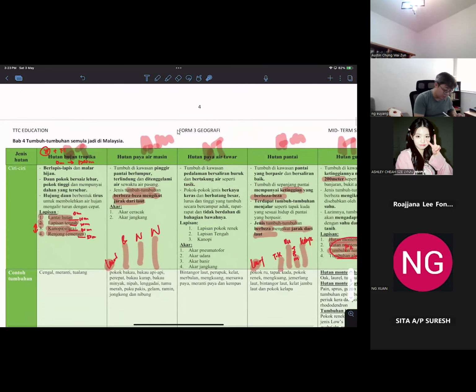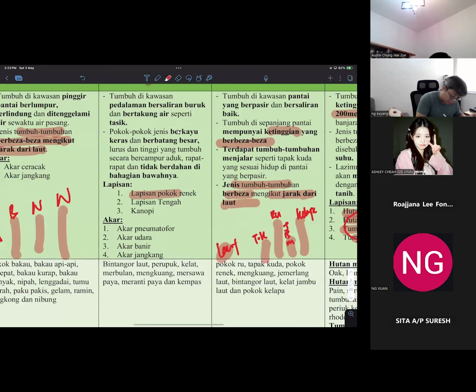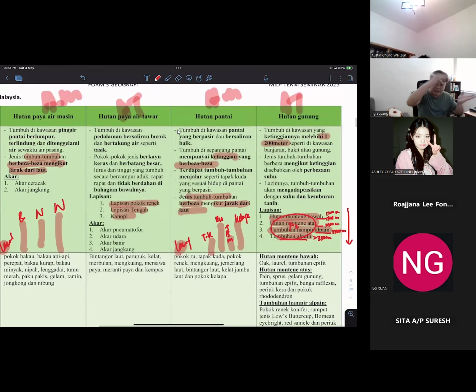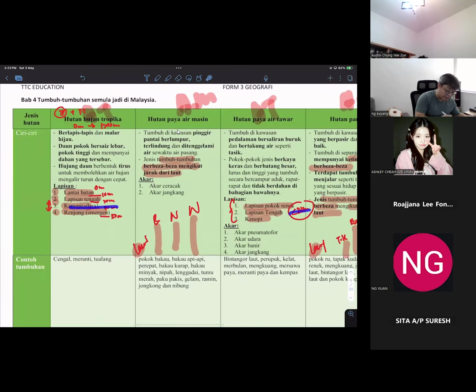So the last one, this is 4 layers. This is 4 layers. But your hutan paya air tawar, we have only 3 layers, which is lapisan pokok renet, lapisan tengah, canopy. So that's why we didn't have the emergent. Okay, so that's why pokok renet. So usually all the ketinggian for hutan paya air tawar, all these 3 layers are lesser than 30 meter. So that's why 30 meter is just agak-agak in between of lapisan canopy.